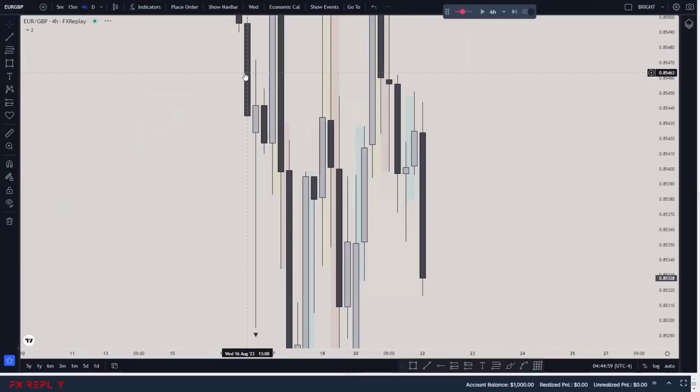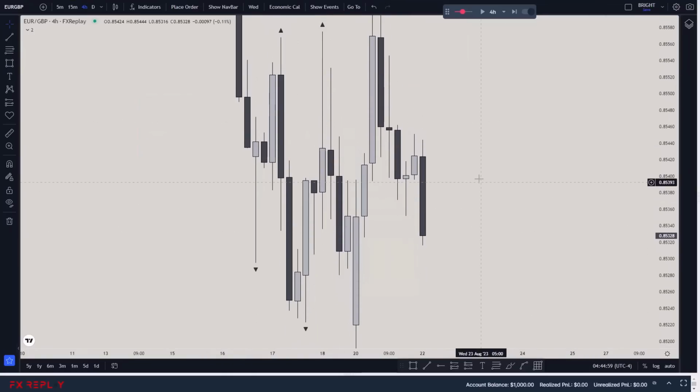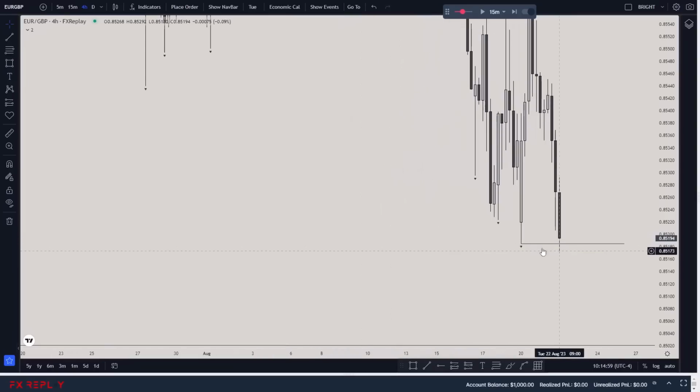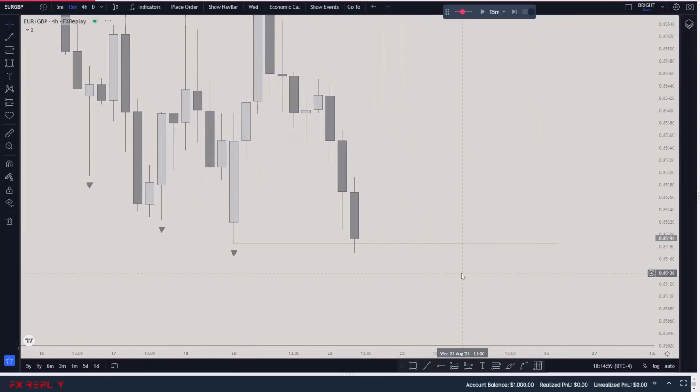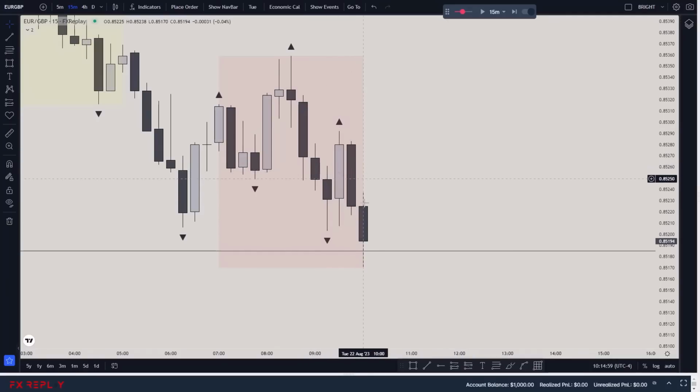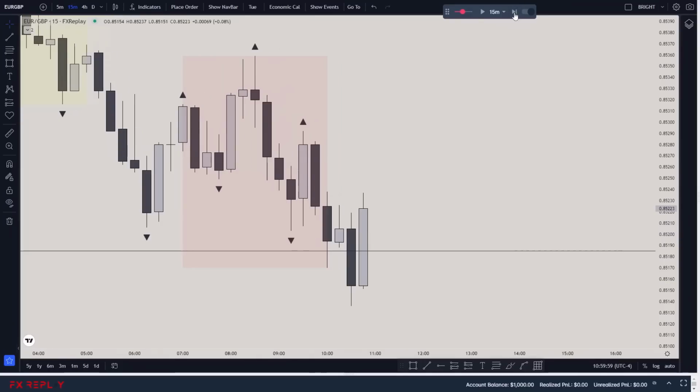Now back to the 4 hour. Price took this low. Now price is taking this low. Let's go to the 15 minutes and see what happens. So we are near the kill zone, but it's almost done. So we're done with the kill zone, and we're not gonna enter anything from here. So there's no trade here.